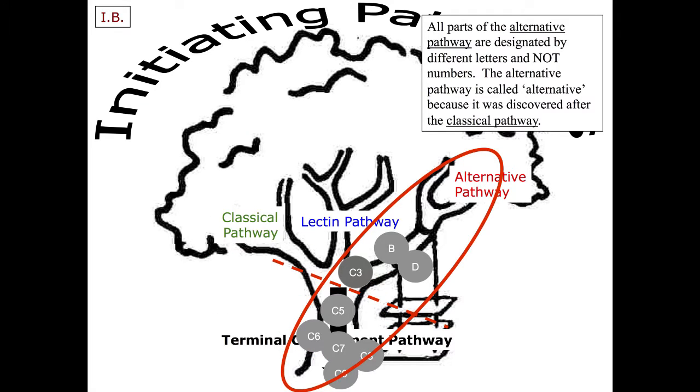The alternative pathway was discovered after the classical pathway, and at that time they changed the classification system and used letters instead of numbers, and it was called alternative again because they thought it was an alternative way to activate complement. And this is pertinent to all of you in this room.